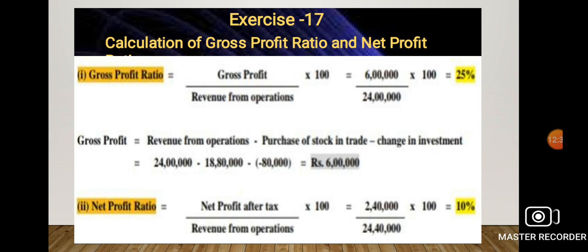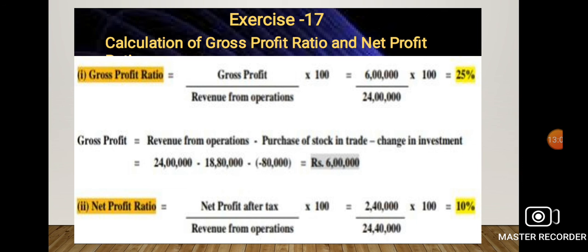Then how do we get the gross profit? Revenue from operations minus purchase of stock in trade minus change in inventory. So revenue from operations 24 lakhs minus purchase of stock in trade 18 lakh 80,000 minus change in inventory 80,000. So we get rupees 6 lakh. This is the gross profit value. So gross profit 6 lakh divided by revenue from operations 24 lakhs into 100, we get 25%. It's the gross profit ratio.